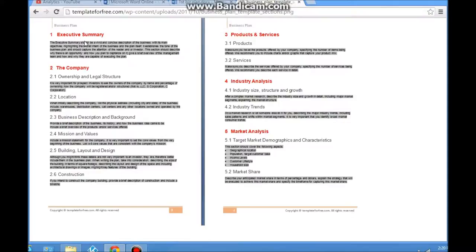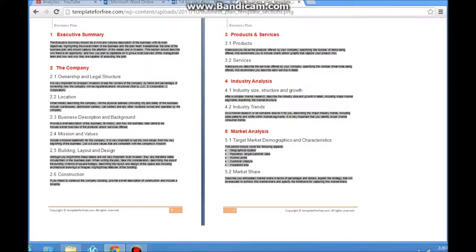And so in the executive summary, you just go over stuff. You got the company, and then they got the little sub points under that particular area. Then same thing here: product, service, industry analysis, market analysis. All right, so it's pretty simple, and all you do is you just fill in the blanks in the outline. This is your header of the outline, you fill that in. Company, ownership and legal structure, fill in the blank. Location, fill in the blank. You know what I mean? And so on and on.